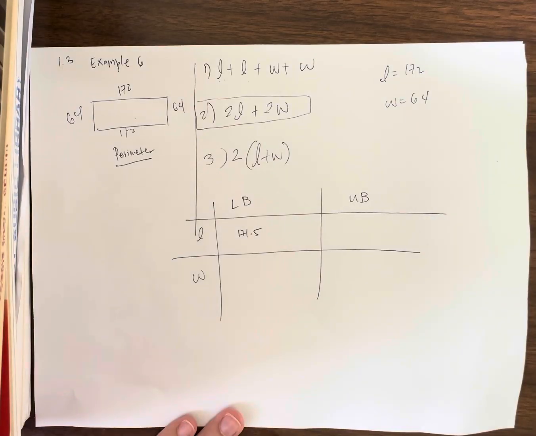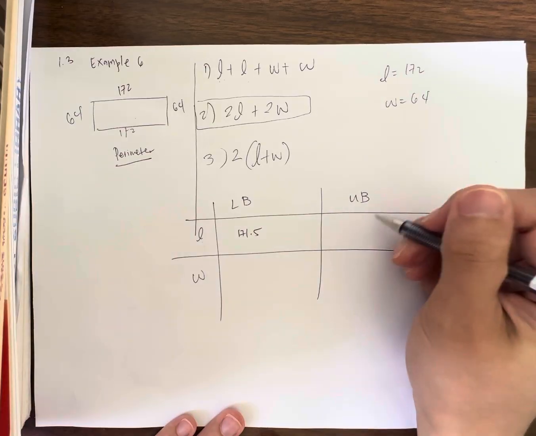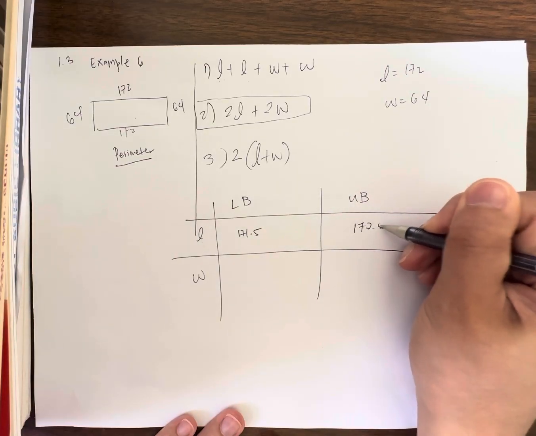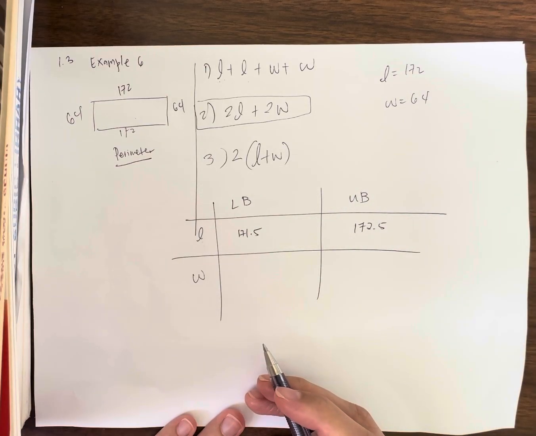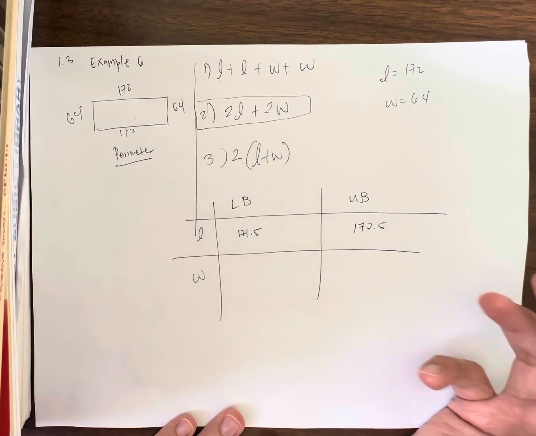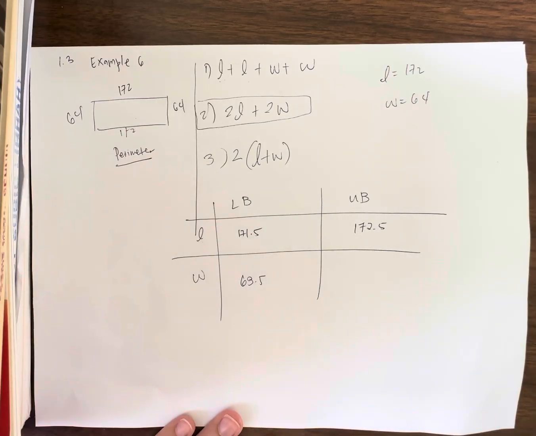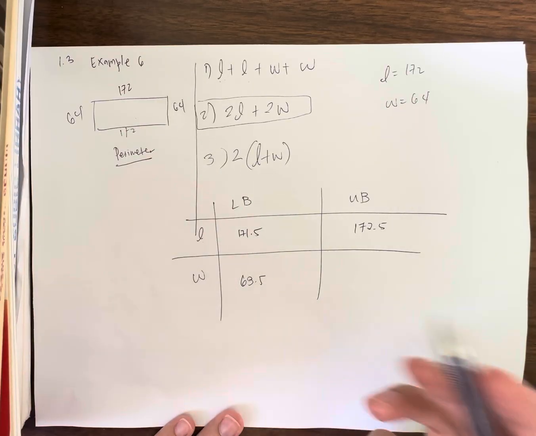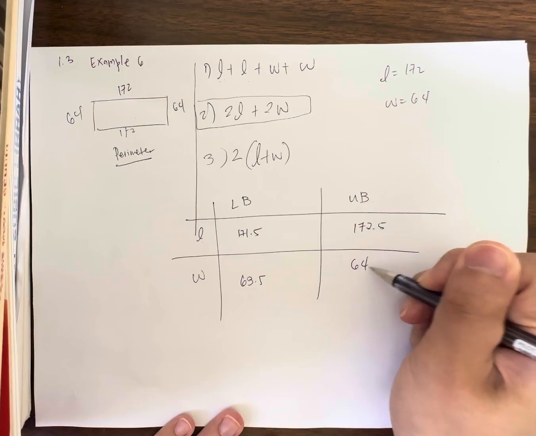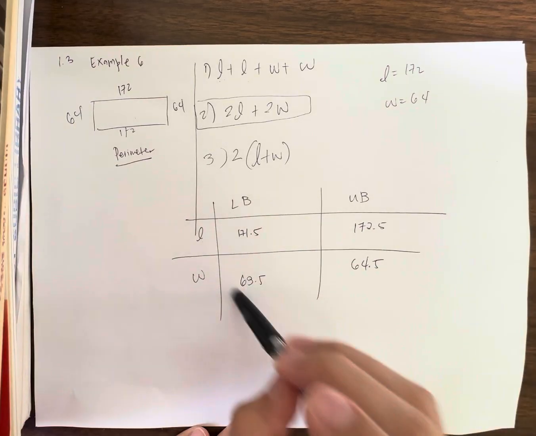What is the upper bound for my length? I'm going to add 0.5 to that, and that should be 172.5. Now how about for my width? What is the lower bound for my width? The lower bound for my width is 63.5. Again, I'm just subtracting 0.5 from that, and my upper bound for my width will be 64.5. And here I basically have my numbers already.